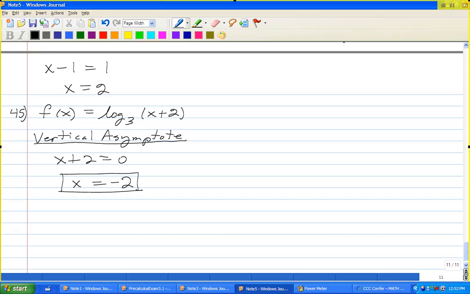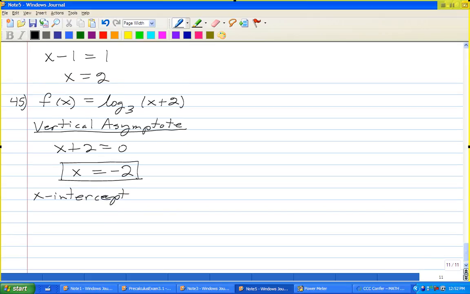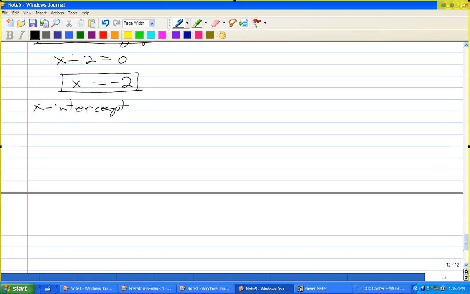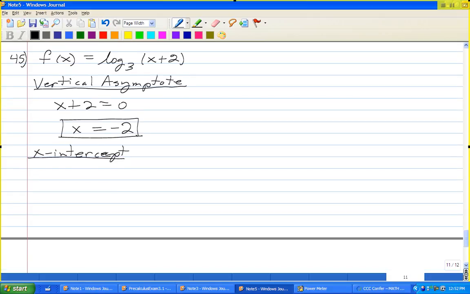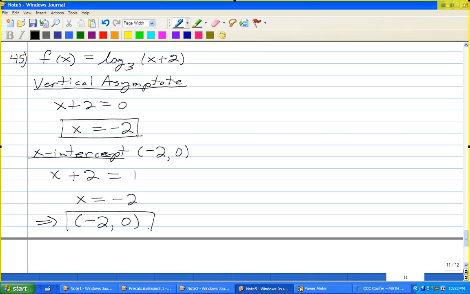Let's find the x-intercept. We can find the x-intercept by setting what's inside the logarithm to 1, subtracting 2 from both sides, you get negative 2. Okay, so let's sketch the graph of this.